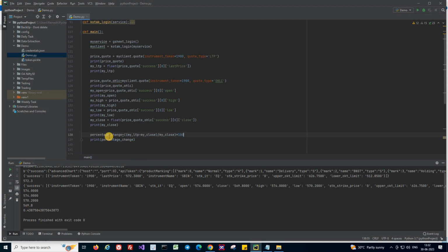With this, now you can easily calculate the percentage change in any script, and based on that you can configure your scripts to trigger the automated trades accordingly.